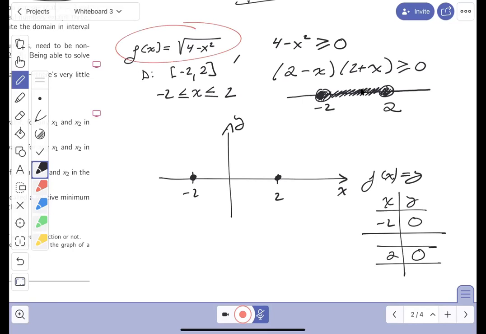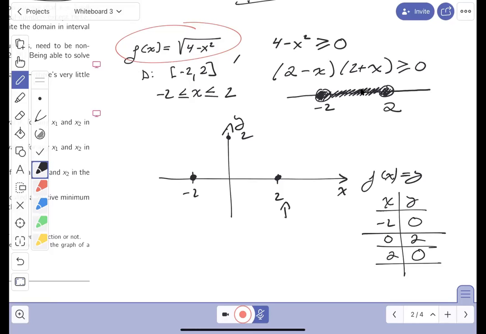What's the other point going to be? Well, there are other points, but how many points are between -2 and 2? An infinite number. I'm just going to pick one, and I'll pick the number 0. And what would 0 be? Well, if you plug in 0, what do you get? You get the square root of 4, which is 2.